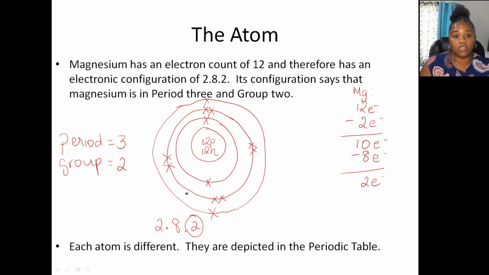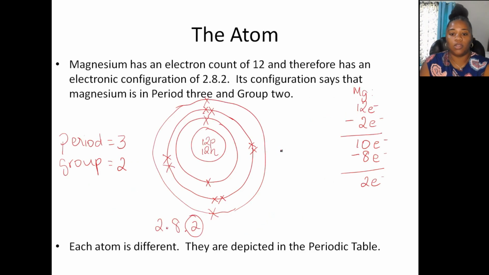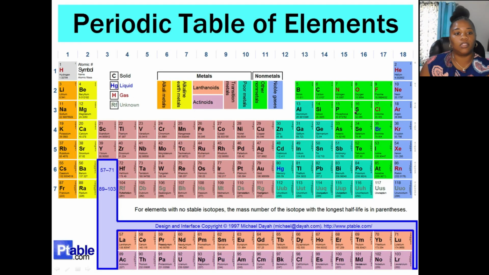Alright, now do note that you will have to learn the names of the first 20 atoms. You're also going to have to learn the symbols, right? So if you didn't notice, you see that carbon has a symbol C, and magnesium has the symbol Mg. Okay? Now each atom is different. They're depicted in the periodic table as I have here.